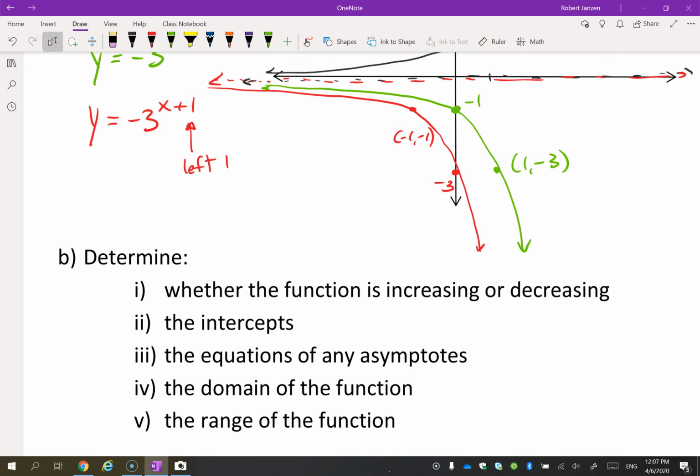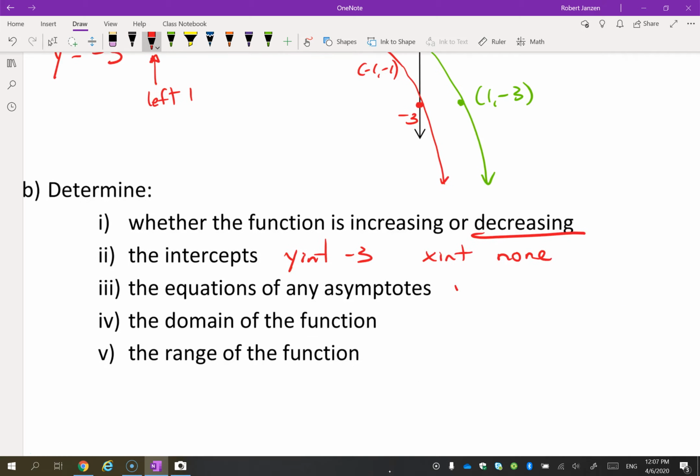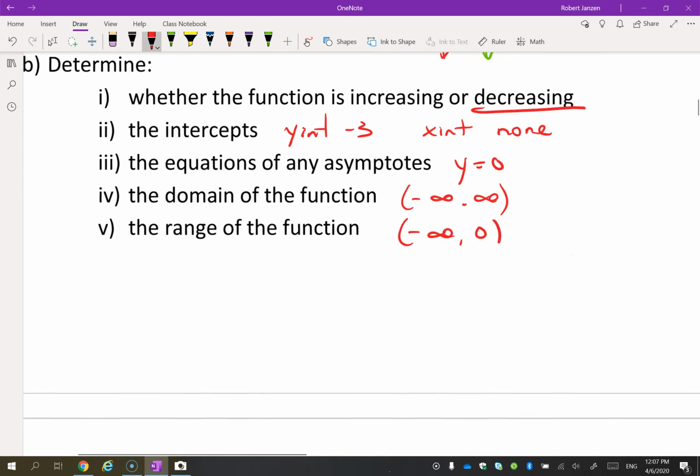Okay, is this an increasing function or decreasing function? It's decreasing. What are the intercepts? The y-intercept is at -3. The x-intercept, there are none. Equations of the asymptotes, y equals 0. The domain, -infinity to infinity. And the range, I noticed this on some of your tests. Some of you wrote from 0 to -infinity. Right, we always go least to greatest, so -infinity to 0. Okay?